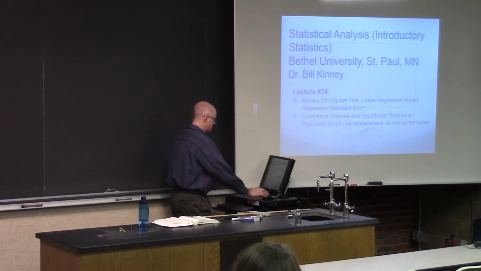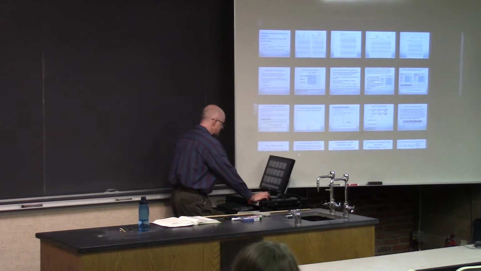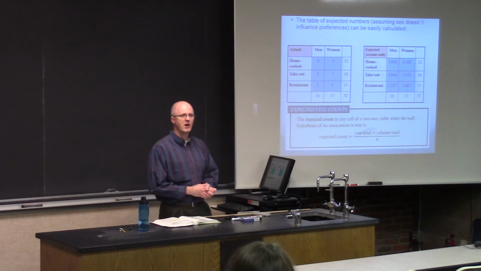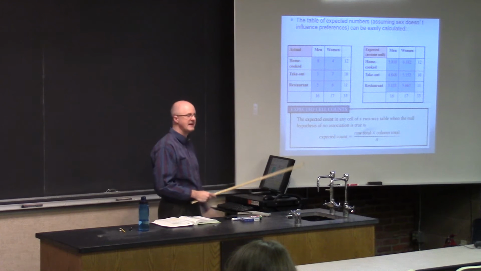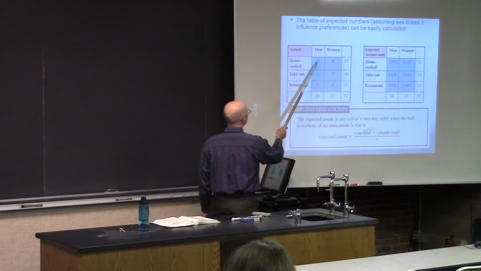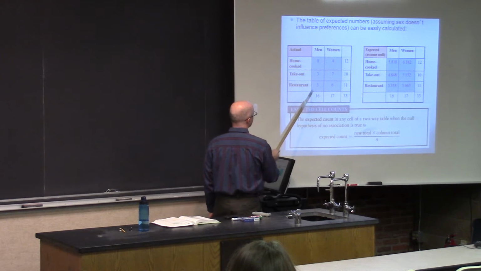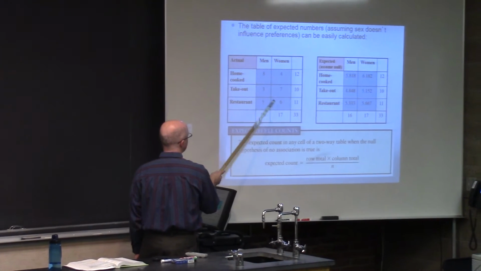Alright, so let's look at the chi-square test. We're going to start with, first of all, just glancing at the formulas that we looked at last time. Here was the situation with the example we considered last time. We were talking about meal preferences for males and females. Do they prefer home cooked or takeout or a restaurant on a Friday night? These were the actual data values from the sample. 8 out of 16 men preferred home cooked, 3 out of 16 men preferred takeout, 5 out of 16 preferred restaurant, etc. 4 out of 17 women preferred home cooked, 7 out of 17 takeout, and 6 out of 17 restaurant.